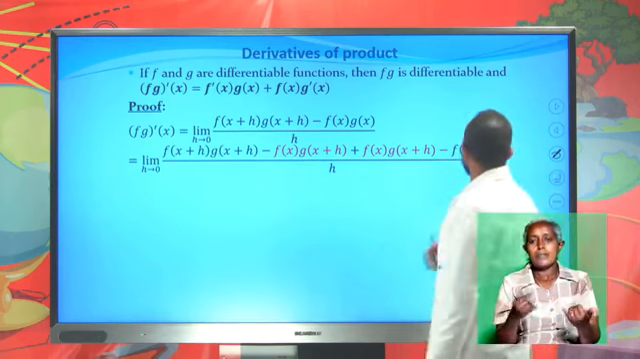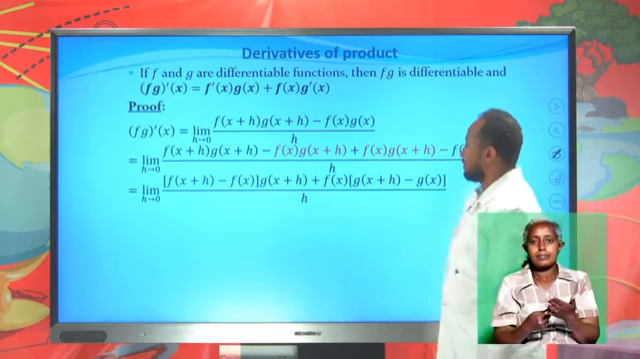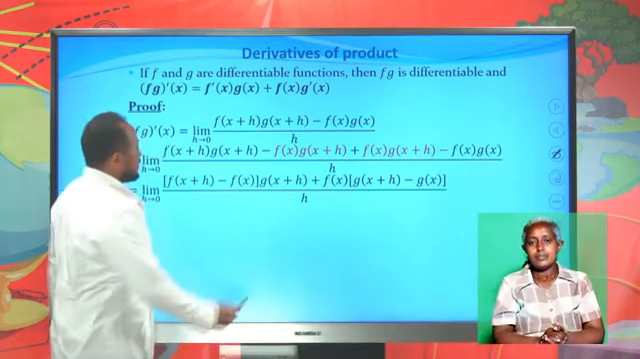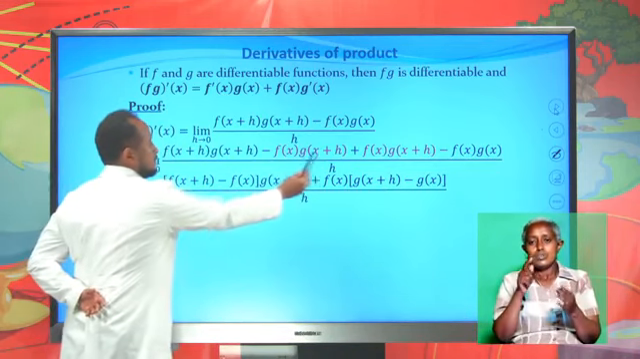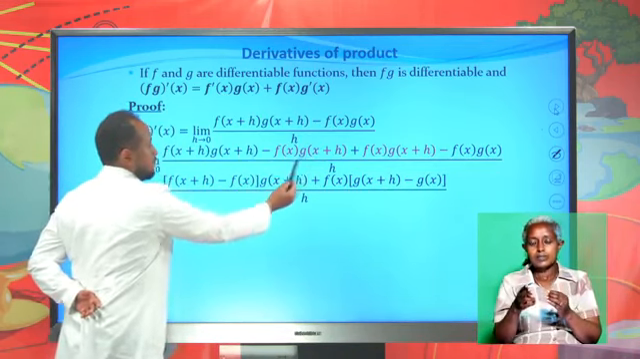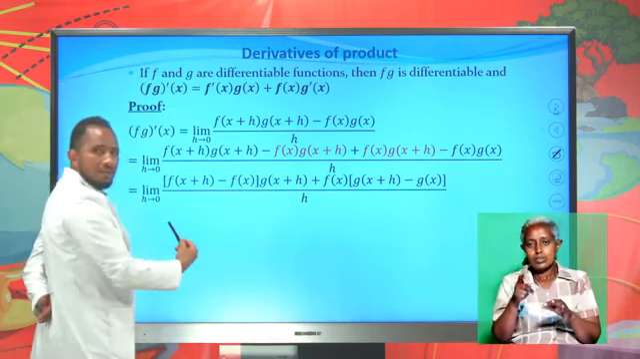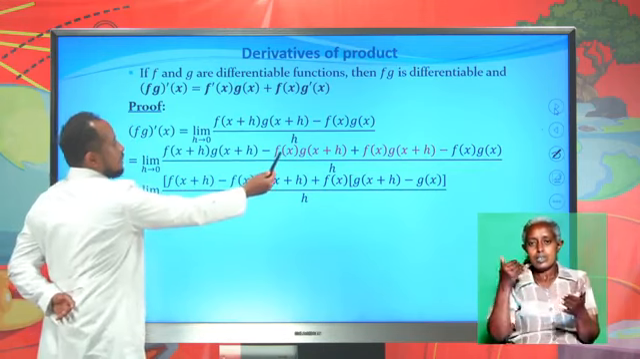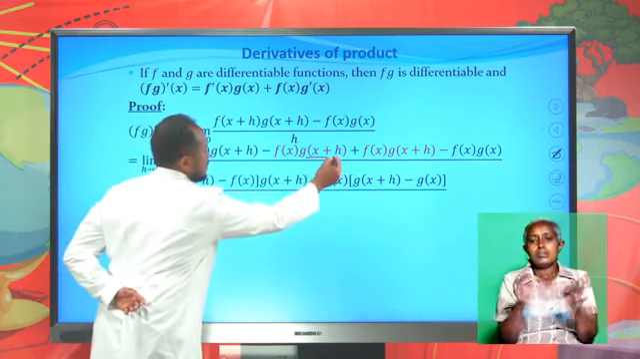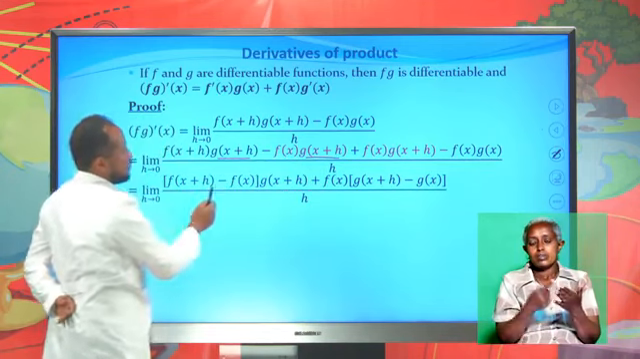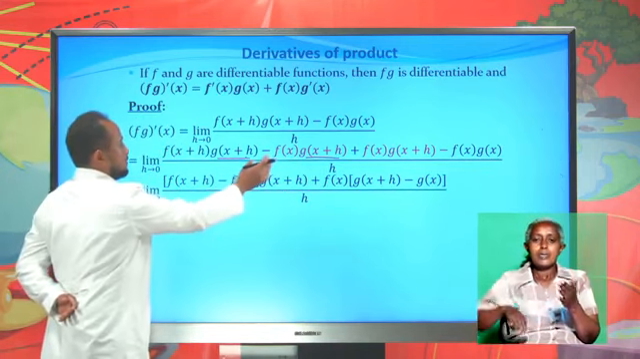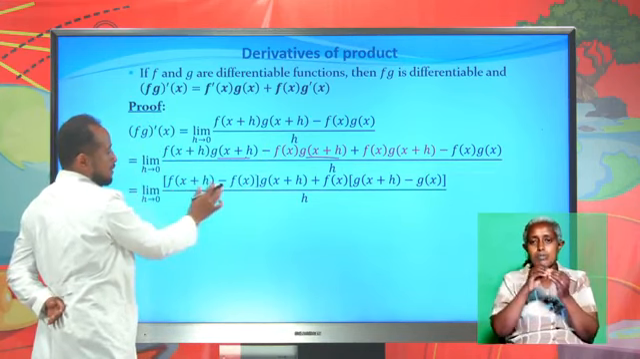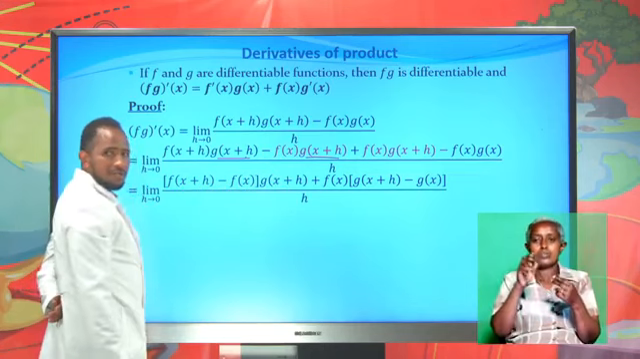Now next to this we have this one. Factoring out g of x plus h, the remaining part will be f of x plus h minus f of x. Okay, we factored out this one. So we have here f of x plus h minus f of x, times g of x plus h.